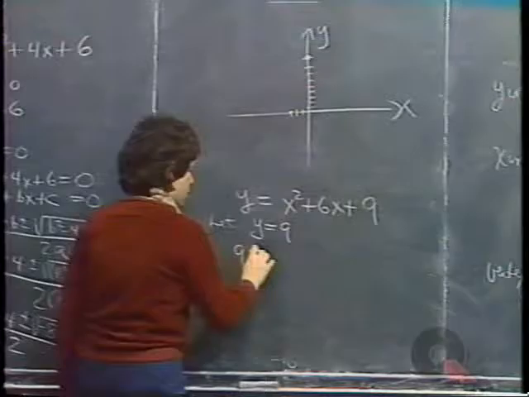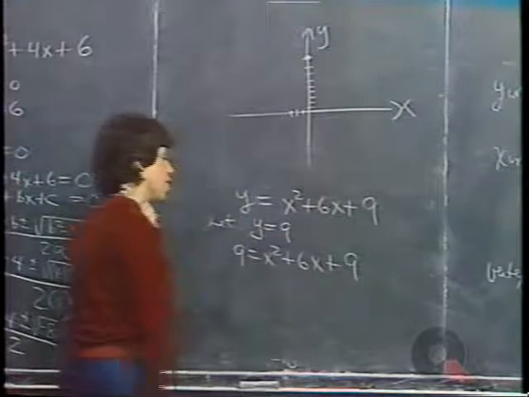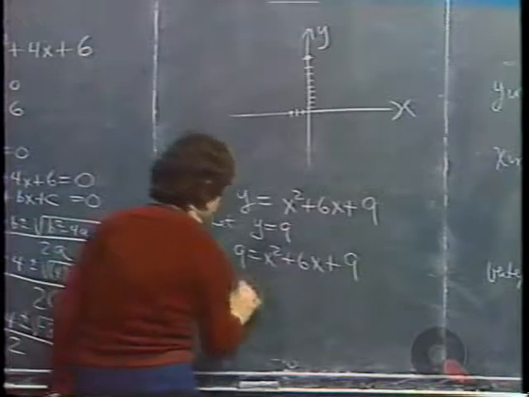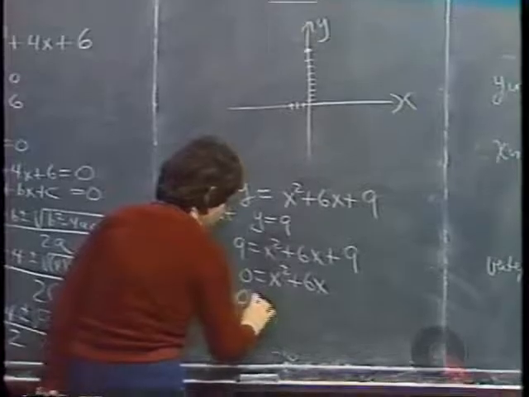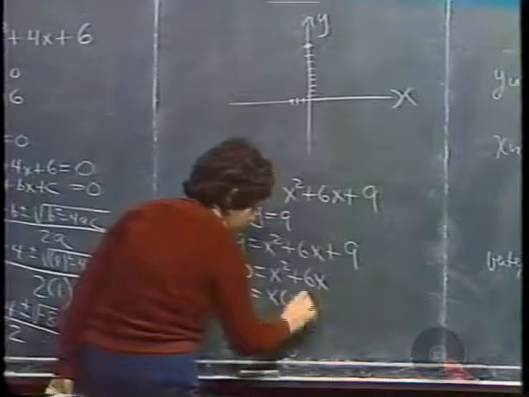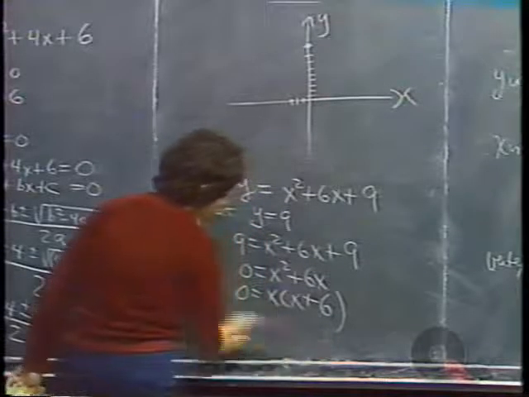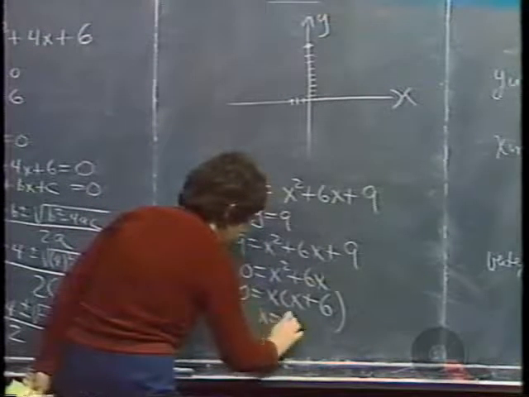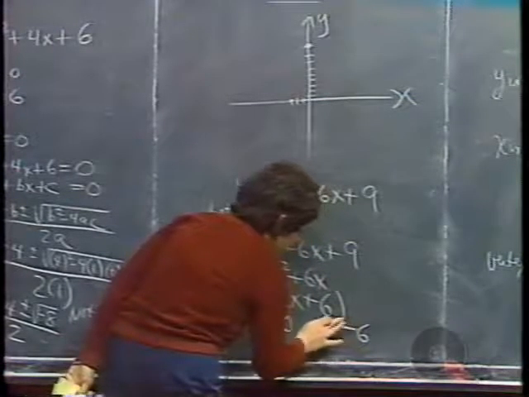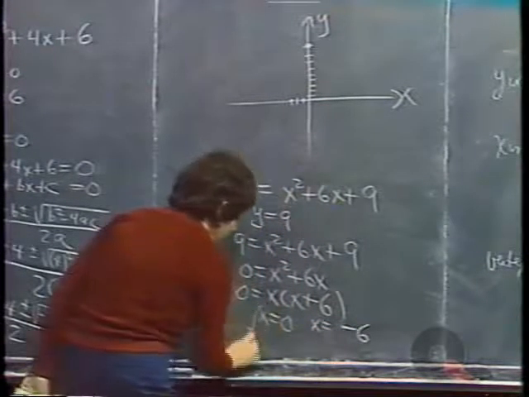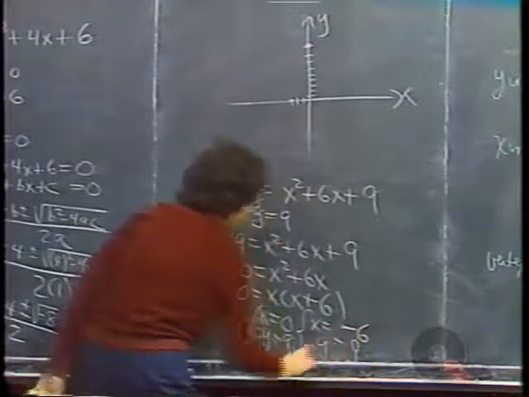we get 9 is equal to x squared plus 6x plus 9. Subtracting 9 from both sides, 0 is equal to x squared plus 6x. 0 is equal to x times x plus 6. It's very easy to factor. And we get two solutions here: x equals 0, x equals minus 6. Both of these have y values of 9 associated with them.